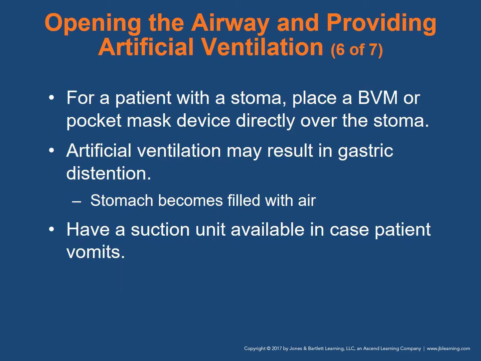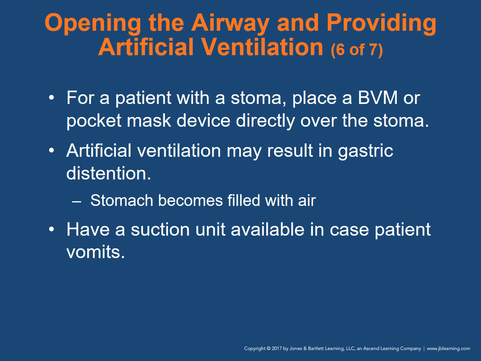For a patient with a stoma, place a BVM or a pocket mask device directly over the stoma. Artificial ventilation may result in gastric distension. That's when the stomach becomes filled with air. If you notice this is happening, the first thing that you should do is reposition your airway with either the head tilt chin lift or the jaw thrust to make sure that the airway is clear of any occlusions by the tongue, or that the trachea specifically is clear of any occlusions by the tongue.